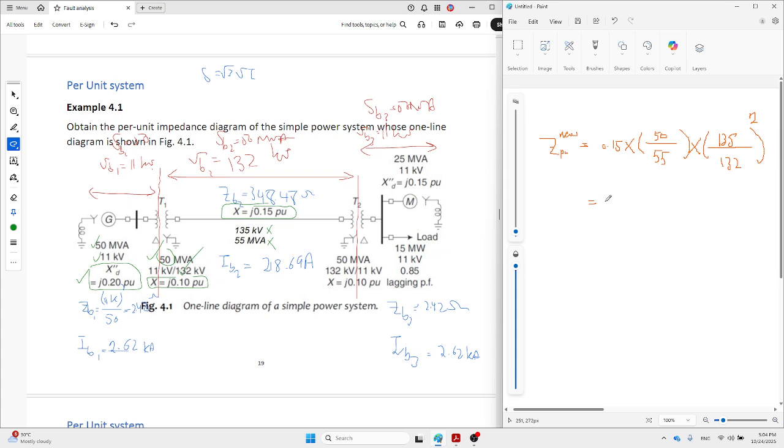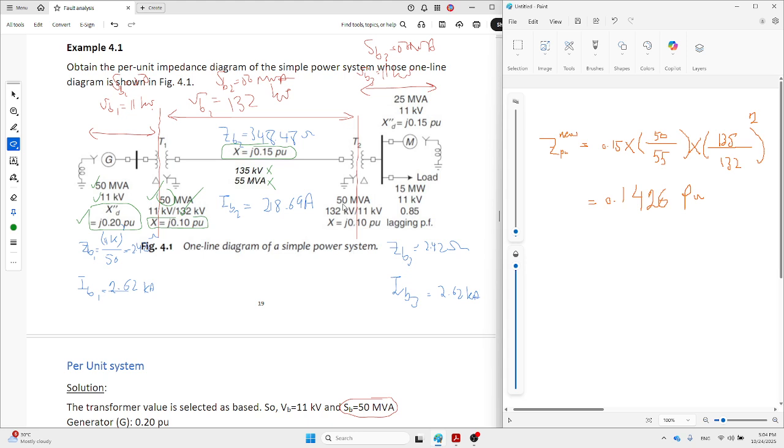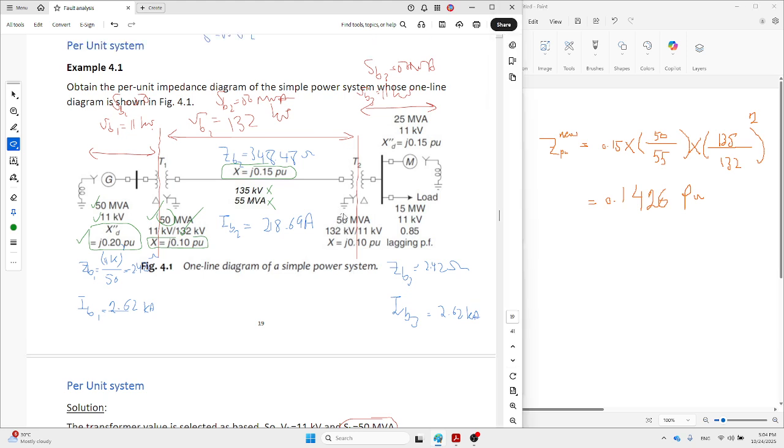So the final answer here is 0.1426 per unit. Done. So this is the new value. If we are going to use it in this system, we should use this value. Okay. Next, for this transformer, again check. The S is correct, so no need to change. The V, 132 to 11, again correct. So this value is correct, no need to change.